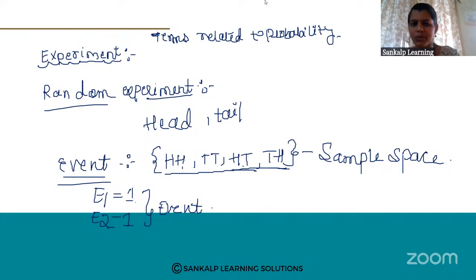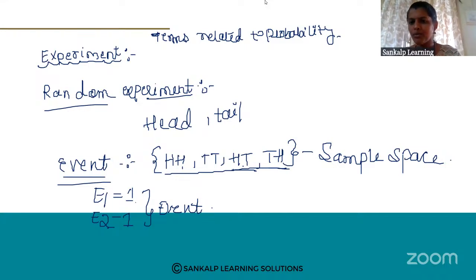Random experiment means what? See, in a random experiment, you know the outcomes, you know the result, but you don't know exactly what will come. If you toss one coin, you know it may be either head or tail, but you don't know exactly whether it is a head or tail. Yes or no? That is a random experiment.